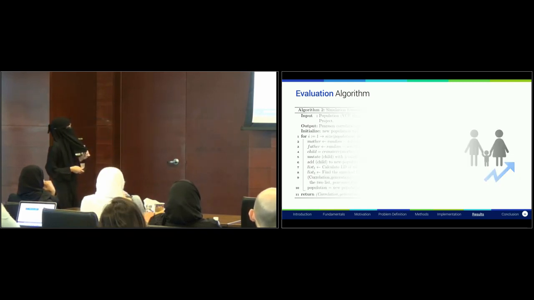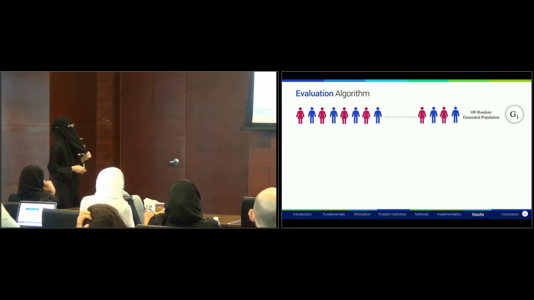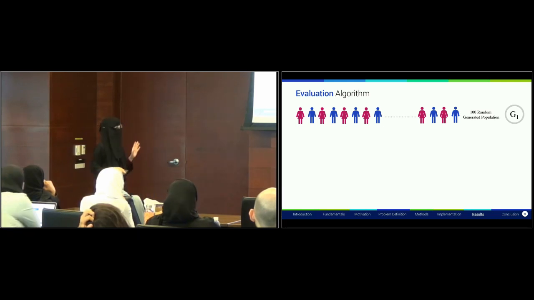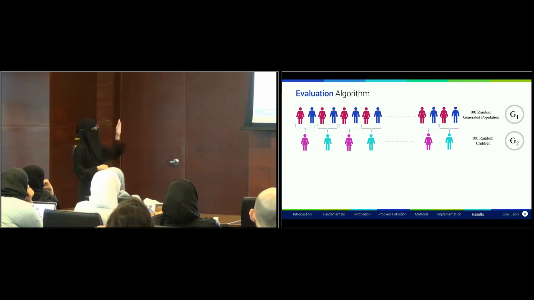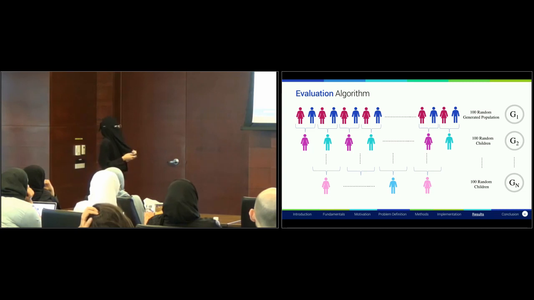I think the second one is much clearer. First, we generated 100 random populations collected from the 1000 Genomes Project. After that, we take two randomly and generate the next generation of children randomly. So each two files create one child, and these will generate the second generation. We continue this process until a certain number of generations. I planned to create 100, but unfortunately, this process takes time and huge resources.